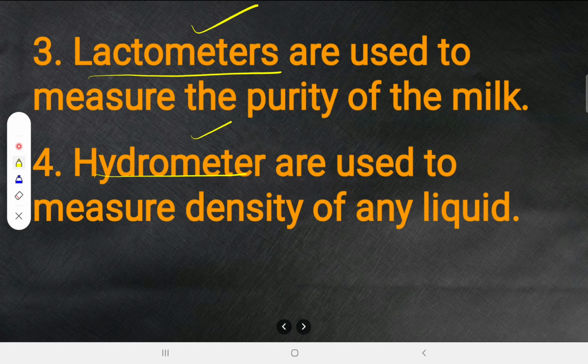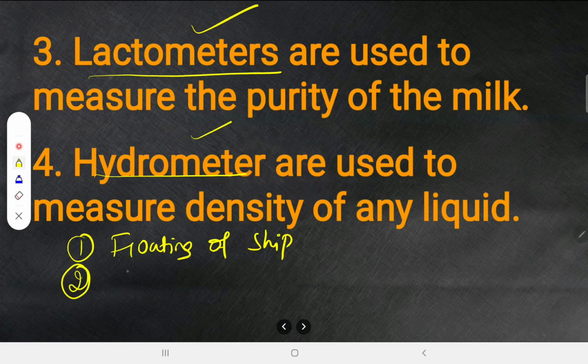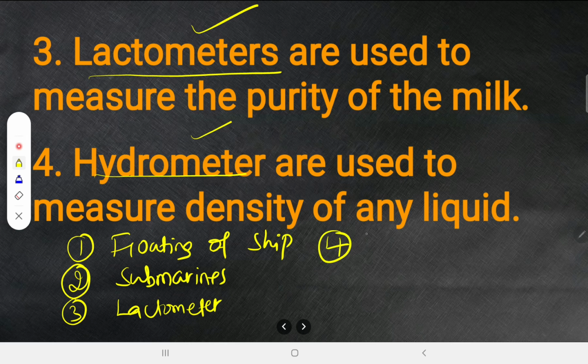I hope the concepts are quite clear. The first application is the floating of ships, and I have already given the detail on why it floats. The second is submarines, which I have explained in detail. The third one is the lactometer, to measure the purity of milk. And the fourth one is the hydrometer, which is used to measure the density of any liquid.